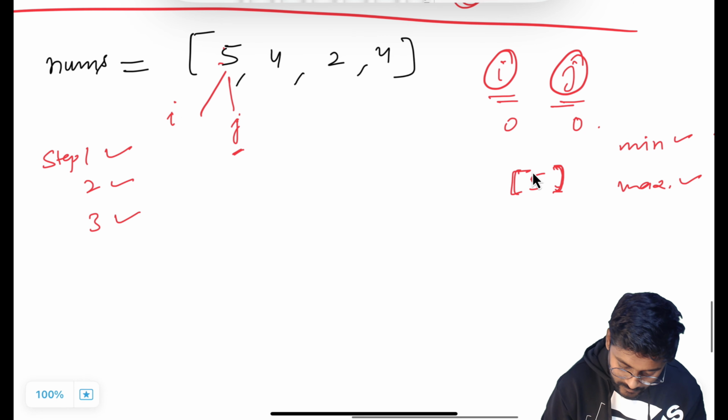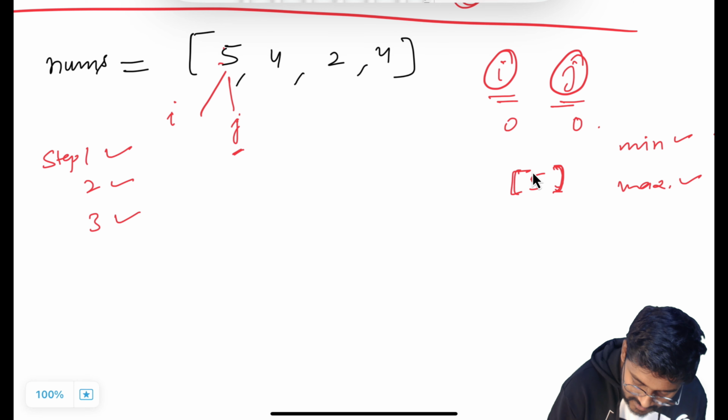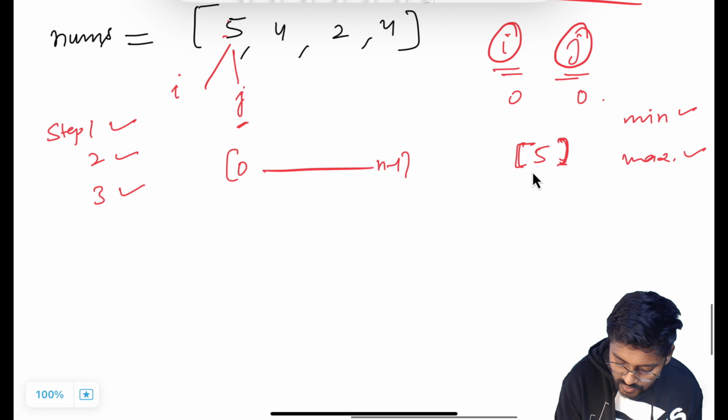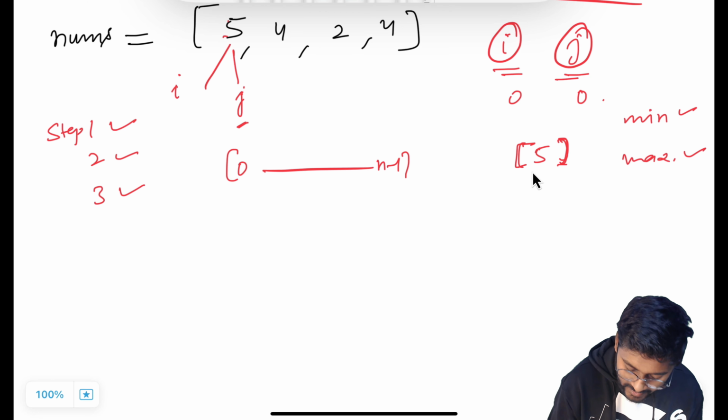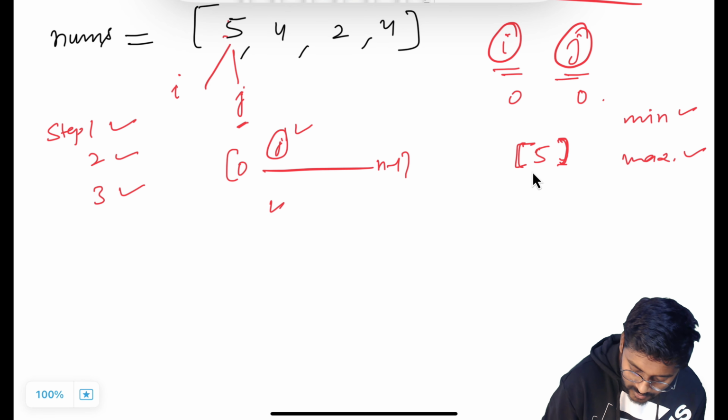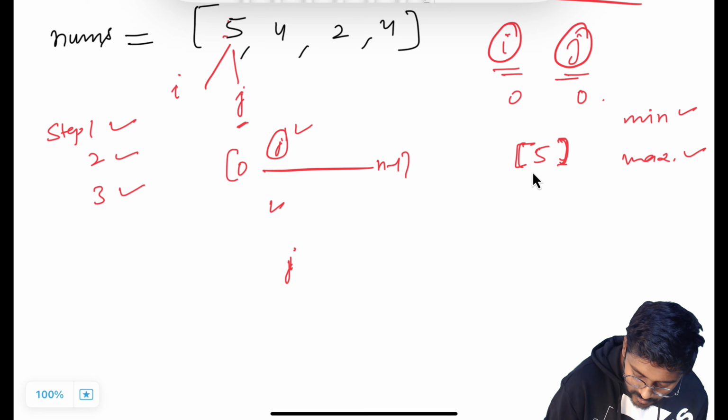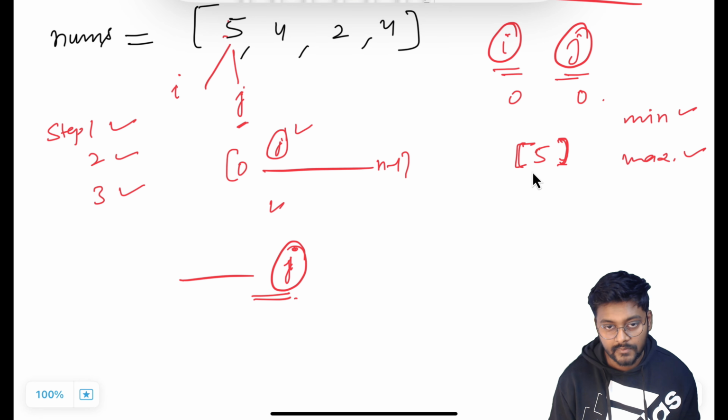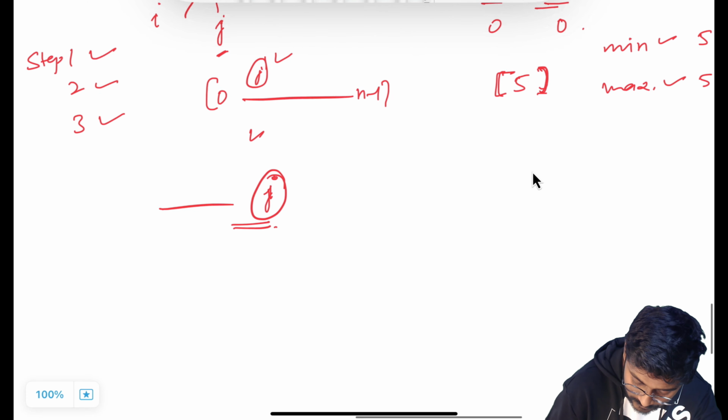Okay. My j pointer is iterating from 0 to n minus 1. Initially it is 0, 0, 1, 0, 2, something like that. And my step 1 is introducing j in my window, making the window valid, and then capturing the result. What is result? Result is all the valid continuous subarrays ending at j. And what is the value of that?